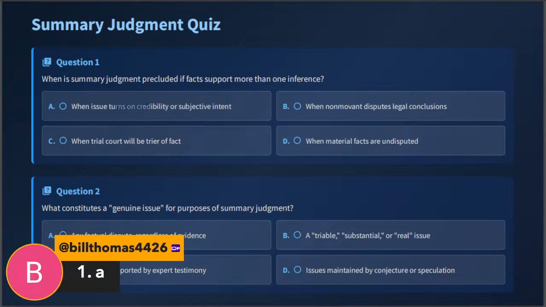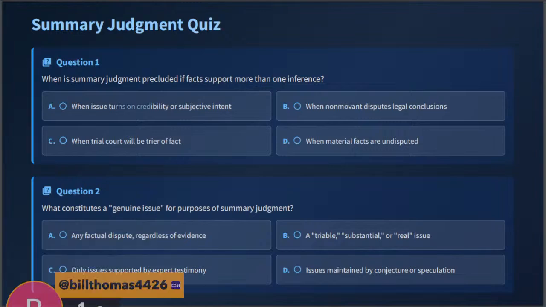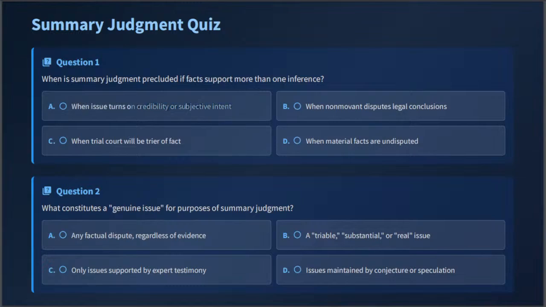Ultimate 4426 says 1A. All right. So you choose 1A when the issue turns on credibility or subjective intent. Remember, more than one inference. When movant disputes the legal conclusions. When the trial court will be trier of fact. Or when material facts are undisputed. So there we go. Let's move along.